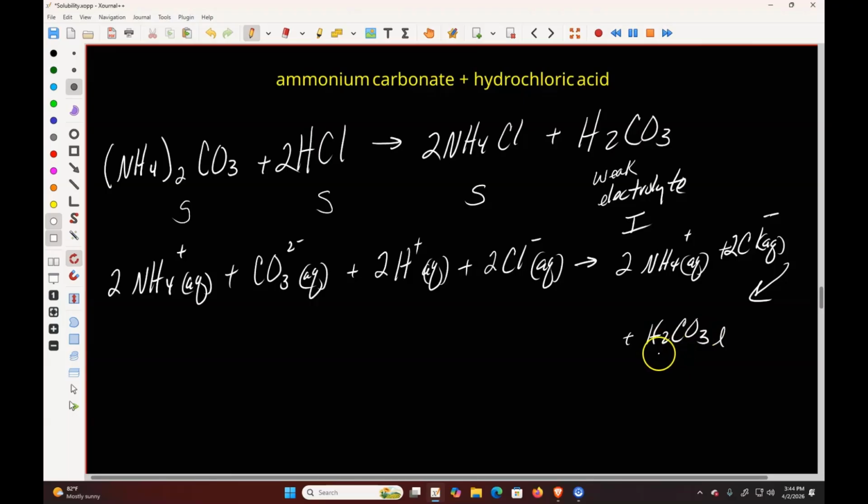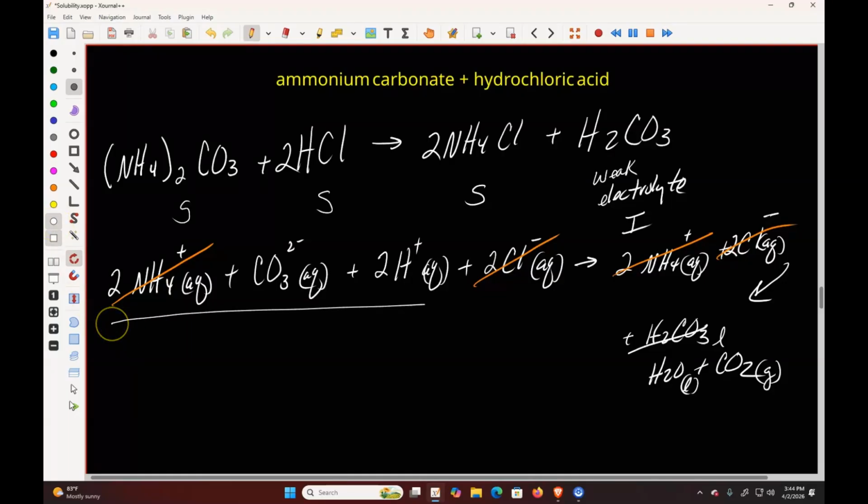All right, I'm going to further break this apart into water and carbon dioxide. Water is a pure liquid, carbon dioxide is a gas. So my net reaction, after canceling out my spectators, all right, so ammoniums cancel on both sides, and my chlorides cancel on both sides. Those are my spectators.